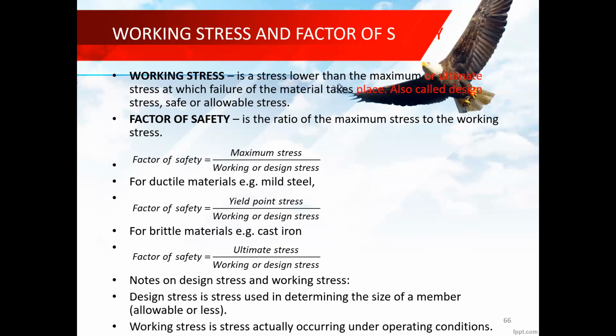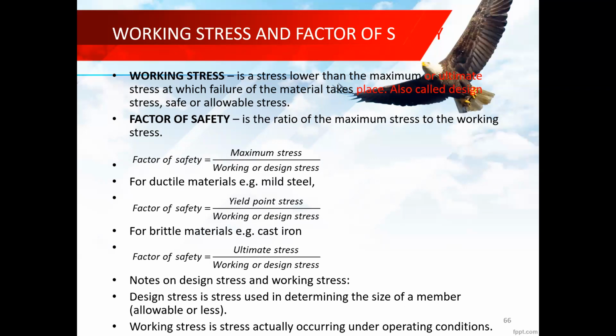Next, working stress and factor of safety. Working stress is a stress lower than maximum or ultimate stress at which failure of the material takes place, also called design stress, safe, or allowable stress. Okay, anong pagkaiba ng design stress sa working? So, design stress based doon sa properties ng material, and working stress based doon sa actual load. Diba, yung may giving ka ng diameter, may giving kang area, so divide mo yun doon sa load, that is the working stress. Pero pag wala kang dimension, so ano ka sa properties ng material or sa stress niya, ultimate stress, so that is called design stress.